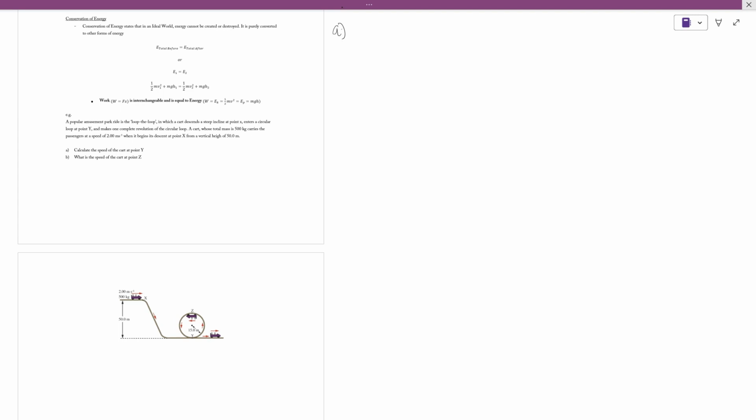Cool. So for A, we're calculating the speed of the cart at point Y. If you think about it, you can break this question down into two situations, right? That would be the cart at point 1, so before, and this would be the cart at point 2, so after, all right? From what we learned before with conservation of energy, we can write a relationship. We can go E1 is equal to E2.